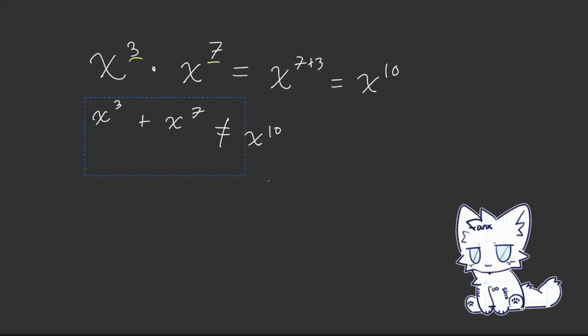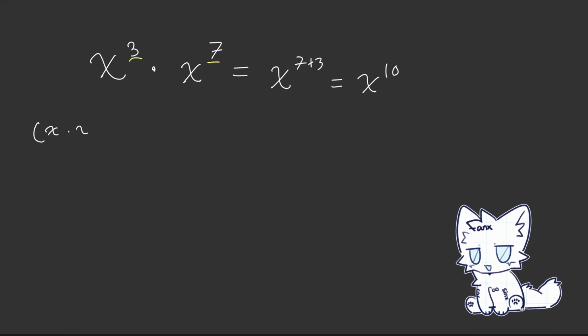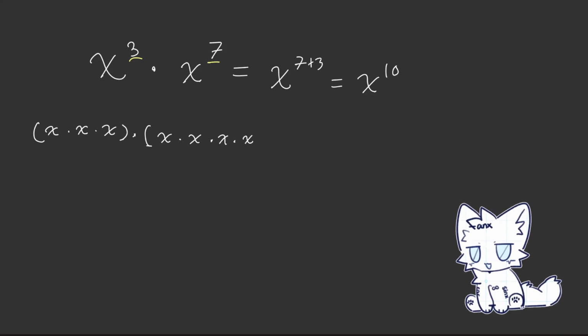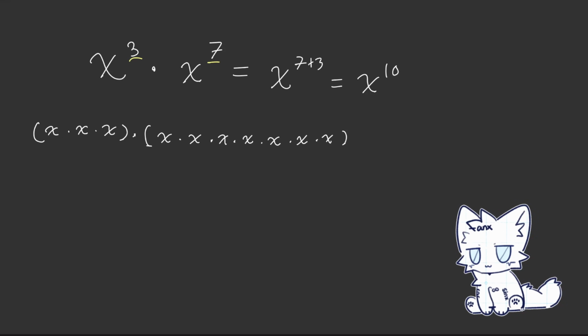Alright, now let's understand why this works. So, we have x to the third. Let's write that out: x times x times x. This is to the third. Now we multiply it again by x to the 7th. So x, 2, 3, 4, 5, 6, 7. This is actually equal to x to the 10 because x is just multiplying itself 10 times: 1, 2, 3, 4, 5, 6, 7, 8, 9, 10. That's why this rule works.